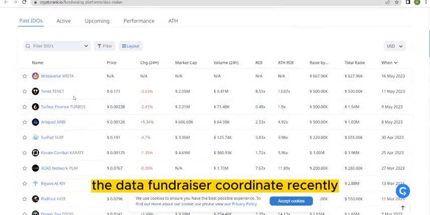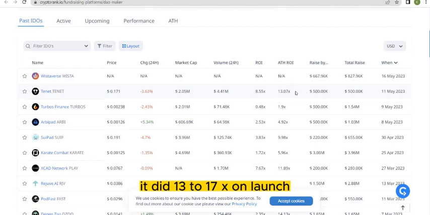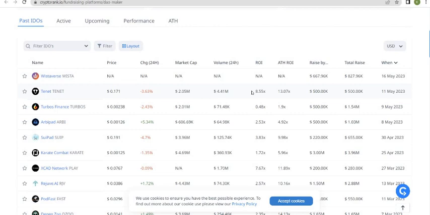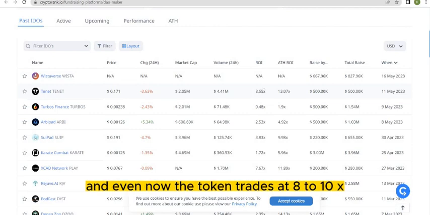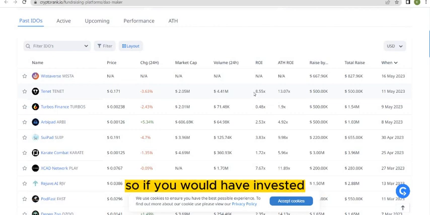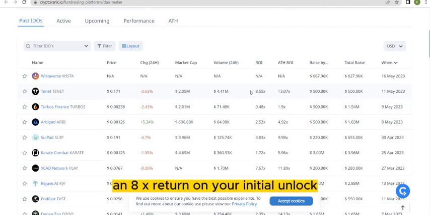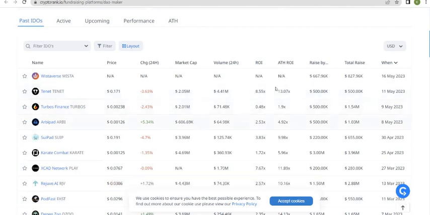As for example, they did a fundraiser called Tenet recently. It did 13 to 17x on launch. Here it shows 13x, but I remember that I made one video and I was tracking the price. It actually did like 17x on launch at its peak, and even now the token trades at 8 to 10x. So if you would have invested, definitely you would have got an 8x return on your initial unlock.